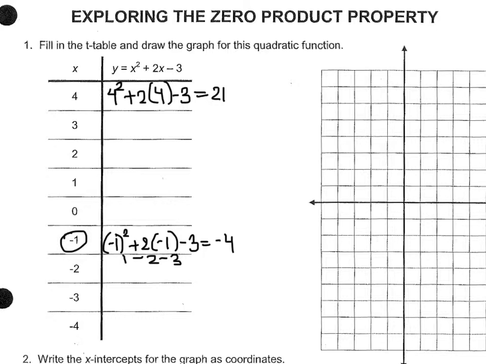Let's graph the numbers that actually fit on this coordinate plane. Would 3 fit? Let's see. I'm not going to put you in too much pain here. 3 squared plus 2 times 3 minus 3. So we get 9 plus 6 is 15. 15 minus 3 is 12. Still a little high. How about 2?